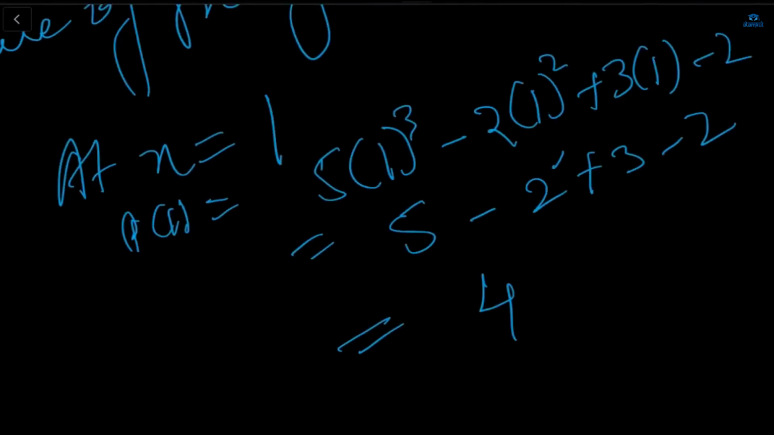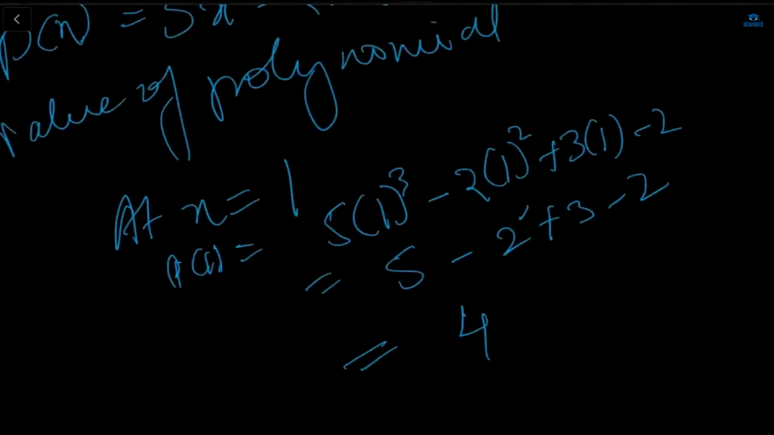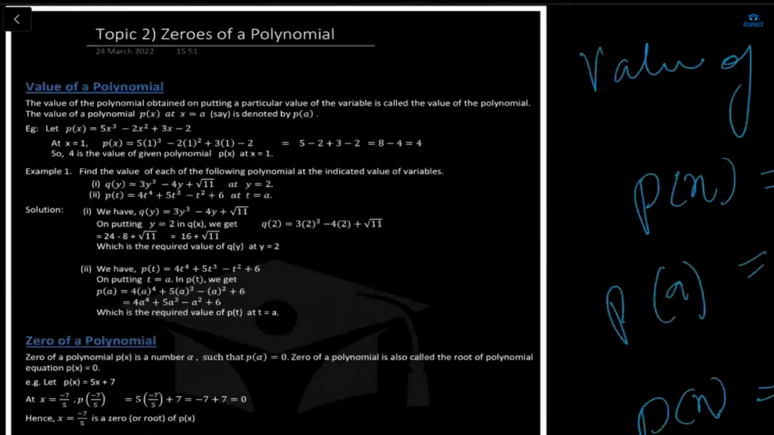Okay, so have you understood how to find out the value of a polynomial? The value of a polynomial at a given point. Value of a polynomial means, a polynomial is given to you, and you have to find out what the polynomial is equal to for a given point.